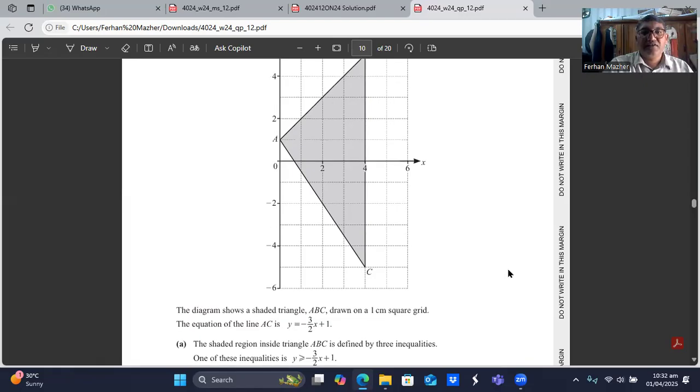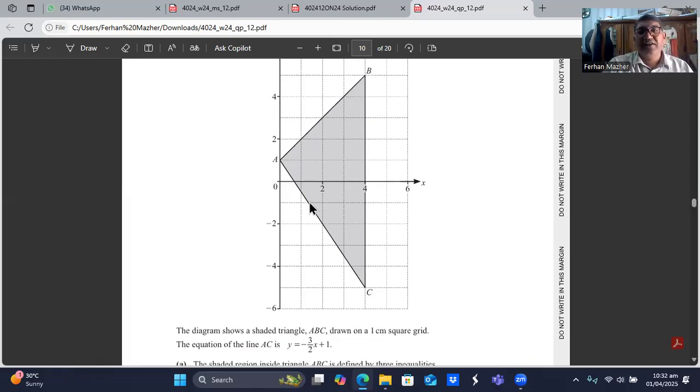Okay. So the AC inequality is already given. So this is a vertical line. Its equation is x equals 4. And because the shaded region is on the left side of this vertical line, we will write x is less than 4. That is the inequality. AB line, I will find out the equation of this AB line, and then I will write the inequality.